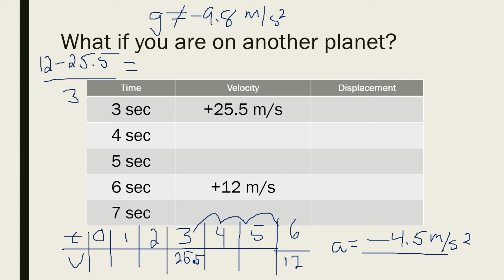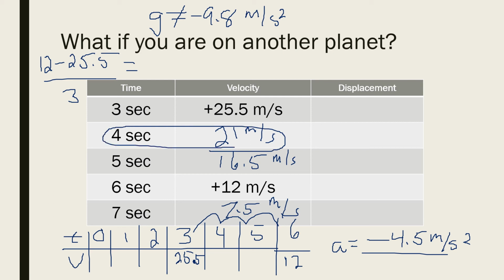And once you have the acceleration, you can fill in all these blanks, because 25.5 plus negative 4.5 is 21, of course. Plus negative 4.5, 16.5, 12, 7.5. If I wanted to, I could use any of these pairs of numbers. I could use 4 seconds at 21 meters per second to solve for the V0, or I could just count back on the chart. But if you count back on the chart, I must warn you, you have to go all the way to 0.